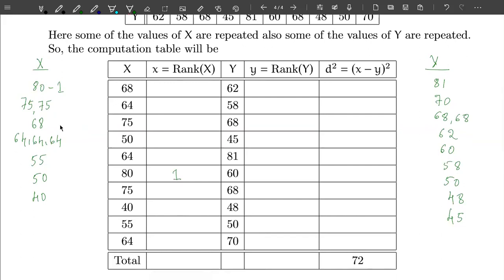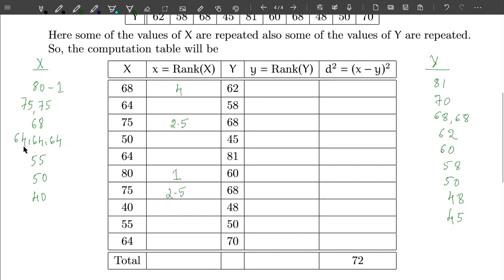So assign rank 2.5 and 2.5 to 75 here. Now after that, 68 should take the rank 4, not 3. Please note, 68 will take the next number's rank, that is 4, because we have left positions second and third. So 68 will take rank 4.